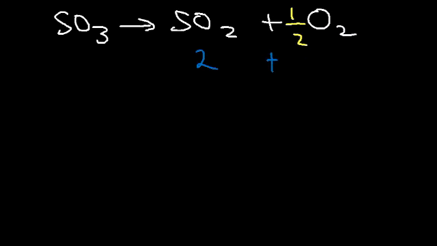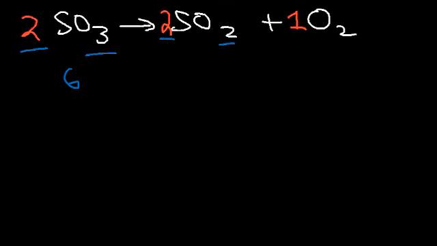Now, to get rid of the fraction, we could simply multiply everything by 2. And so, if we do that, the 1/2 is going to become 1, and these will be 2. So we have 2 sulfur atoms. 2 times 3 is 6. 2 times 2 is 4. And 1 times 2 is 2. 4 plus 2 is 6. So the number of oxygen atoms are equal on both sides at this point.